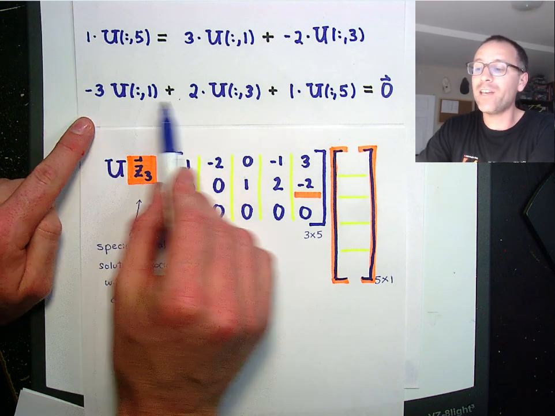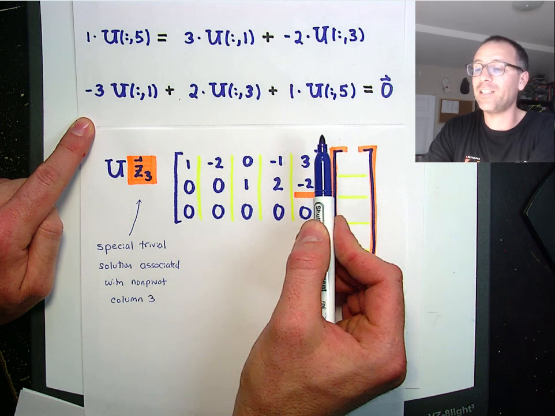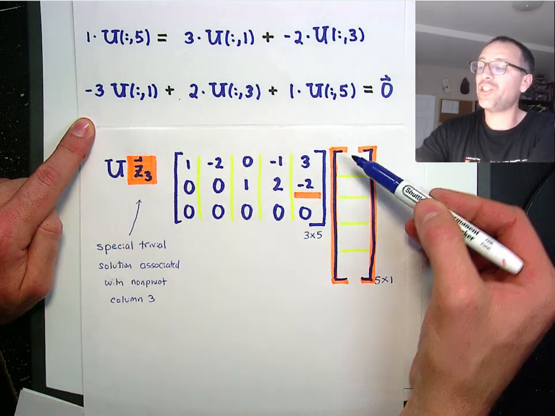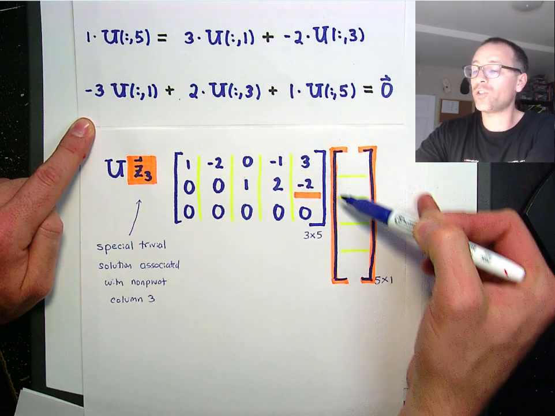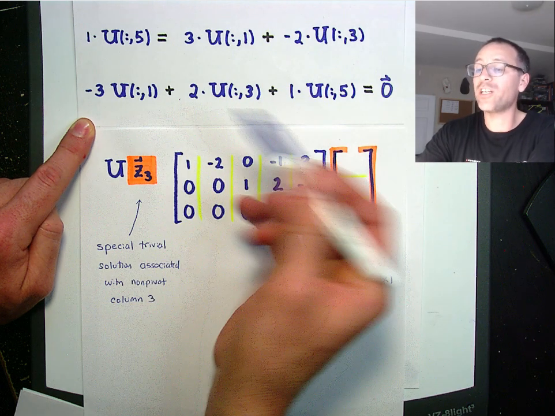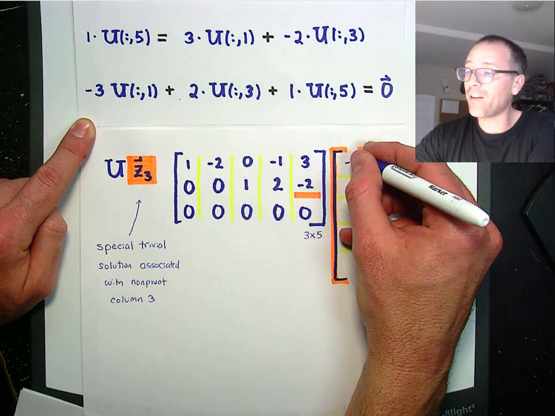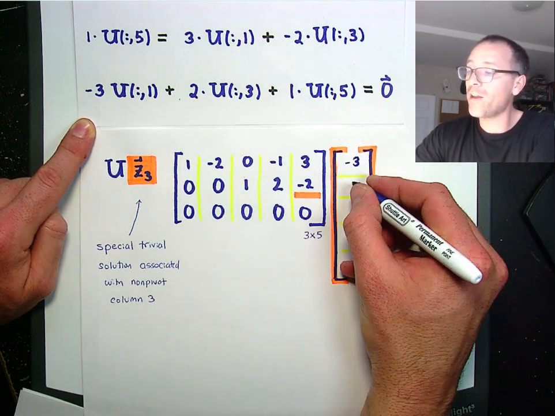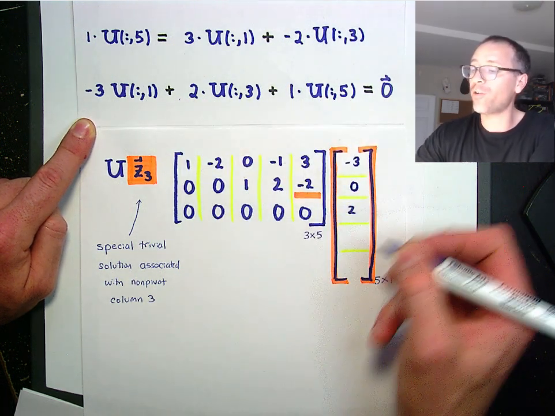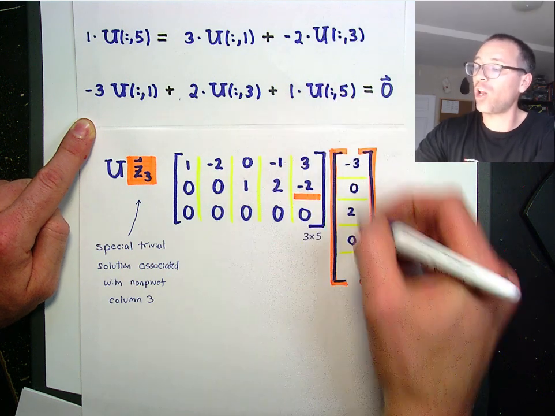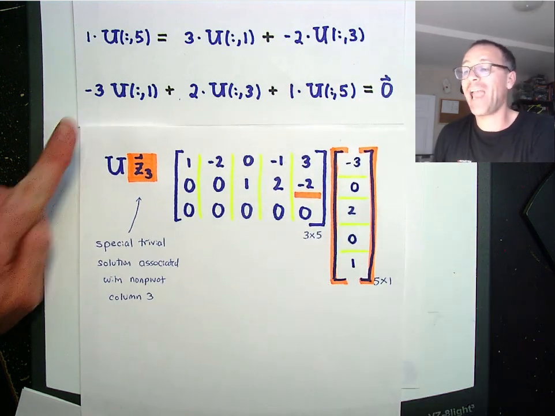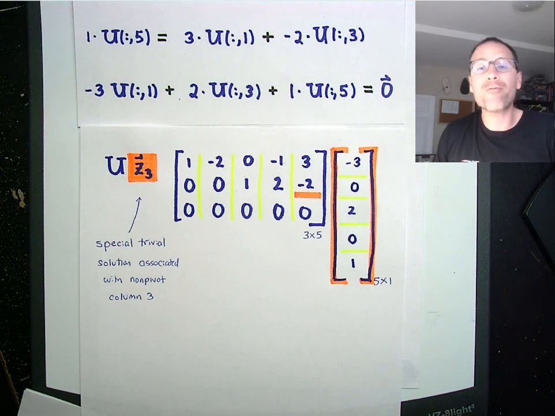Question: given this linear combination getting sent to 0, is there a way to generate a special trivial solution to the associated linear systems problem? And of course, yes, there is. -3 times the first column, none of the second column, 2 of the third column, none of the fourth column, and 1 of the fifth column. And all of a sudden, we have 3 special solutions and 1 particular solution.